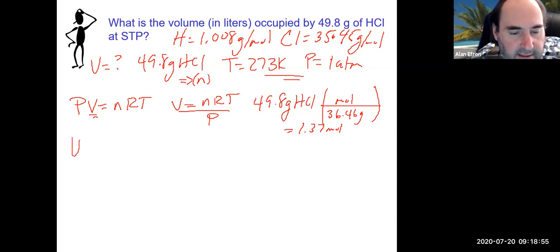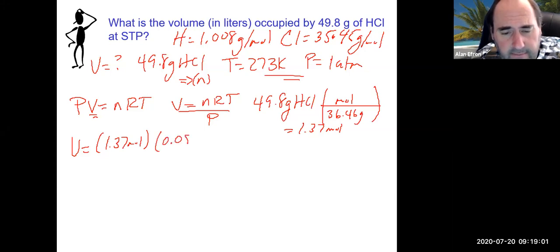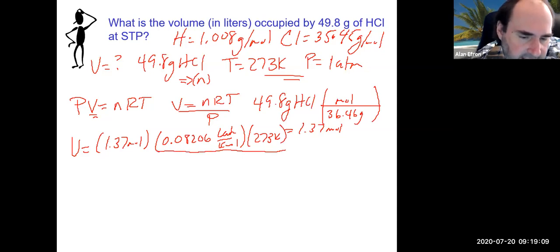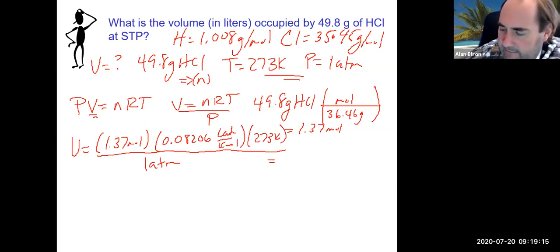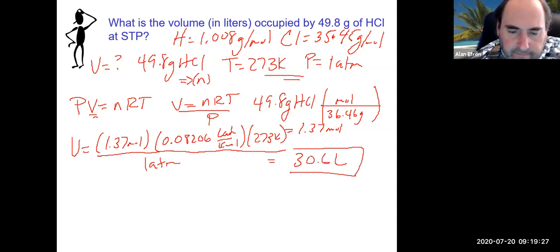And now we do have everything that we need. So 1.37 moles, R, which we always have, our temperature, which is 273 because we're at STP, and our pressure, which would also be one atmosphere because we're at STP, gives us 30.6 liters. Again, Kelvin would cancel, moles would cancel, and atmospheres would cancel, which would leave us liters. Now, that's one way you could do it.